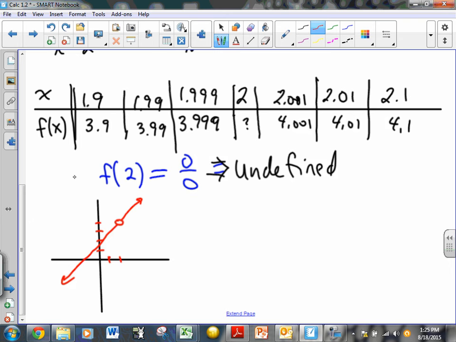Okay, so if you want to find a limit numerically, sneak up to it from both sides. If you want to find it graphically, look at what the graph tells you. We'll look at some other examples here in a second.